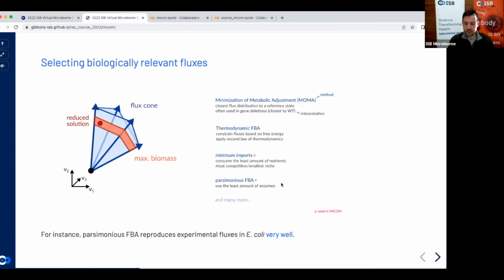So really, the method that you should use in order to find your solution in your reduced subspace is related to the question that is being asked and the system being modeled. For instance, is it competitive? Is it resource limiting, etc.? I encourage you to look more into these methods if you're interested in conducting your own flux balance analysis in the future.